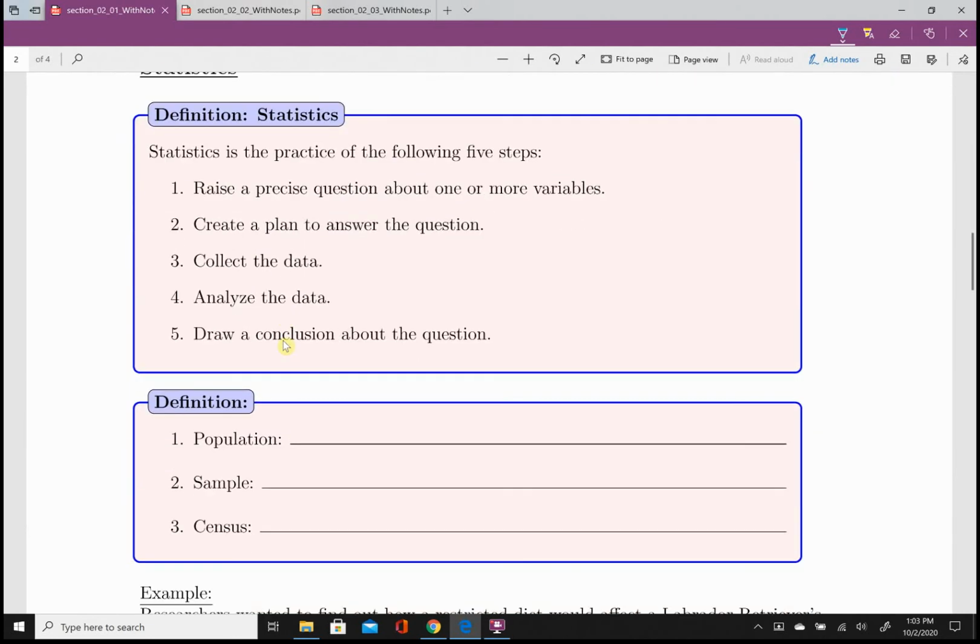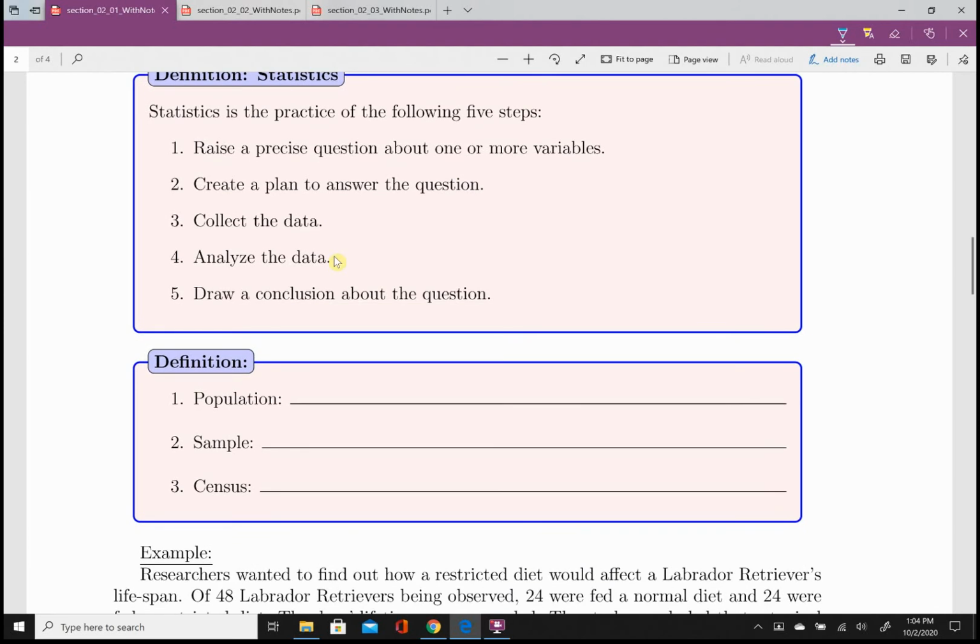Okay, so there are some procedures that we want to outline here as far as what a statistical study is, what the practice of statistics is. The first thing you want to do is raise a precise question about at least one variable, but there could be more, as you saw in that first example. And then you want to create a plan to answer the question, collect the data, analyze the data, draw the conclusion.